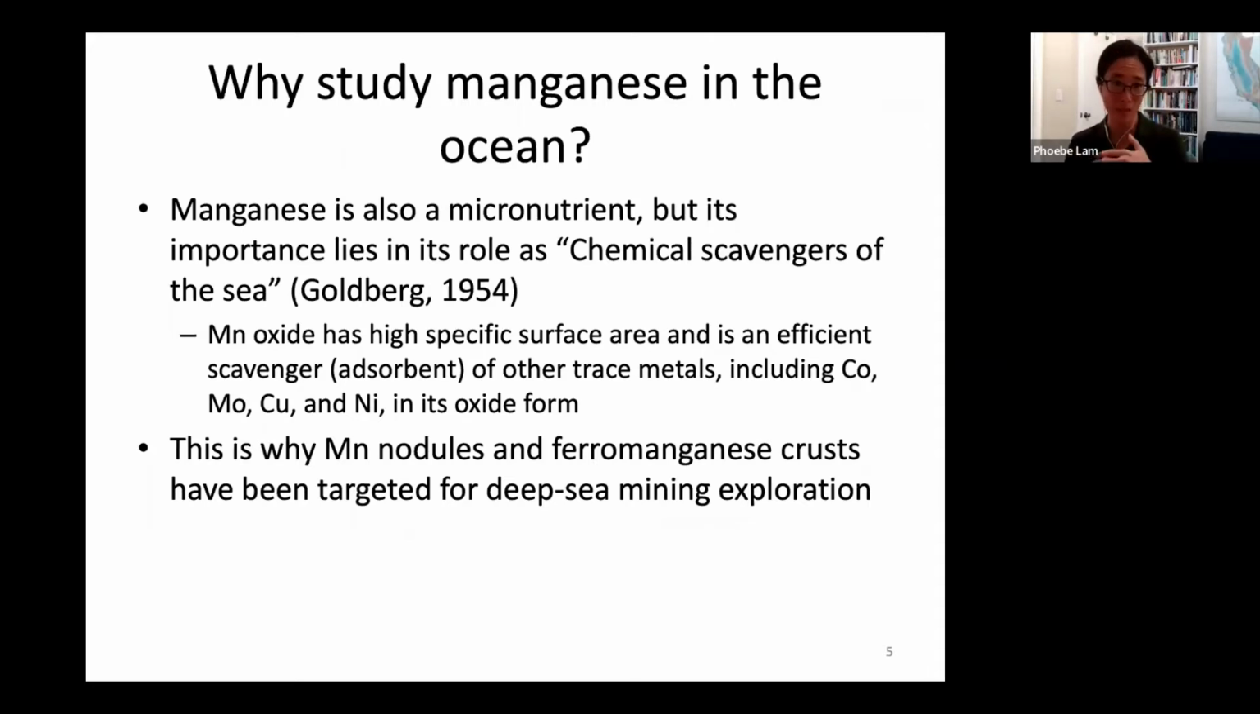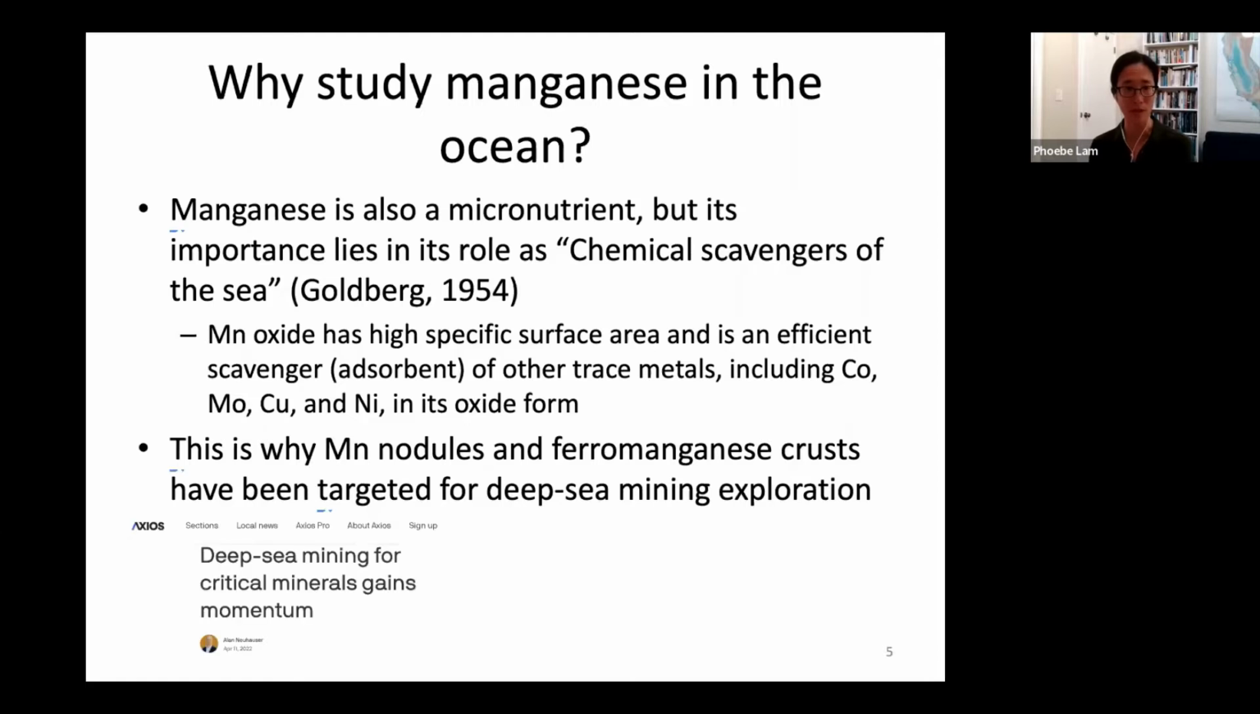The reason I'm interested in manganese is that in its particulate form as an oxide, it is an incredibly efficient scavenger. Manganese oxide has extremely high specific surface area, and as a result, it is very efficient at scavenging other trace metals, including cobalt, molybdenum, copper, nickel, all sorts of trace metals that are of economic interest. And this is why manganese nodules and ferromanganese crusts are at the moment being targeted for deep sea mining exploration.